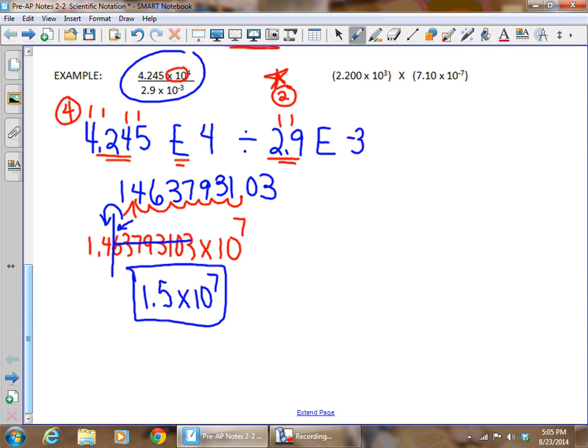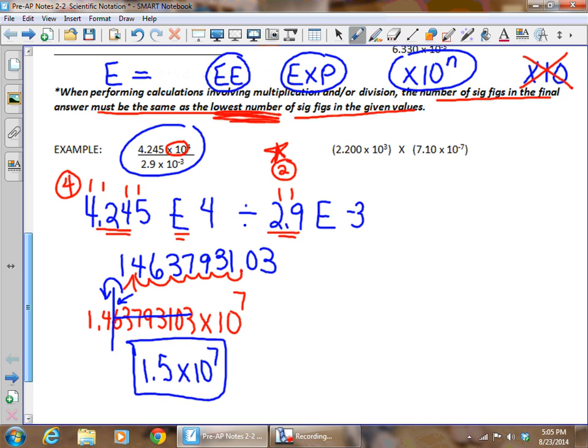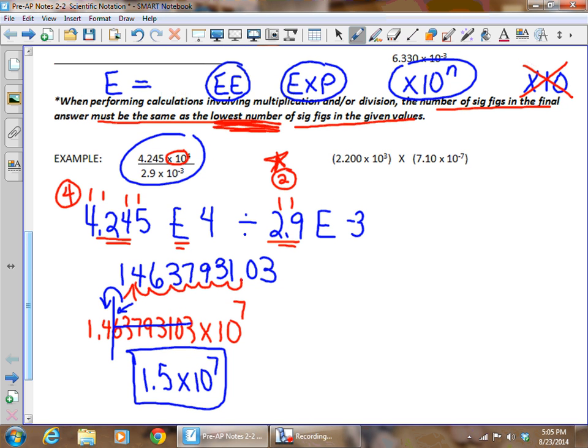Now, one other thing I want to tell you: sometimes, if you have this button on your calculator, it's going to mess up if you don't put the second number in parentheses. So if you keep getting the wrong answer, and all calculators are different, sometimes you have to put this value right here in parentheses. So watch for that. We're going to be working on this a lot in class, so that'll give you a chance to practice it.